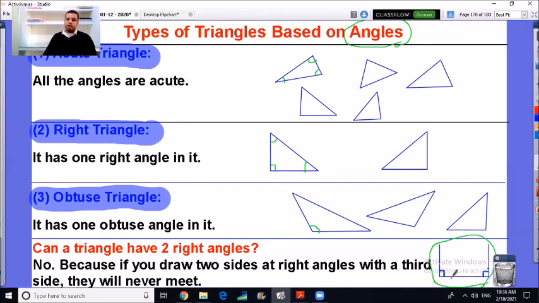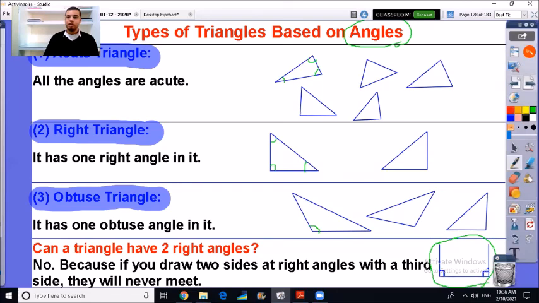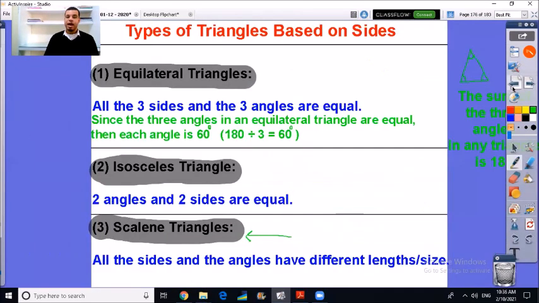Okay, guys? That's it about the types of triangles based on angles. That's it about the types of angles and also the types of triangles based on sides.